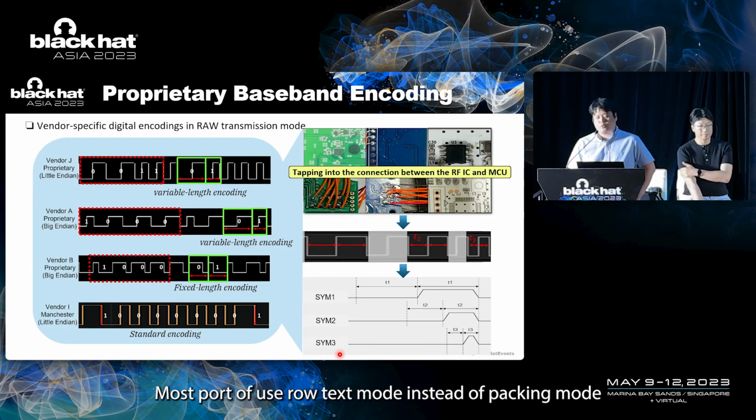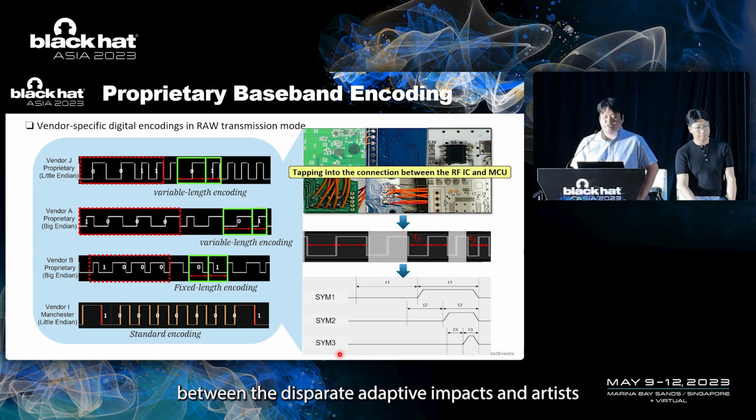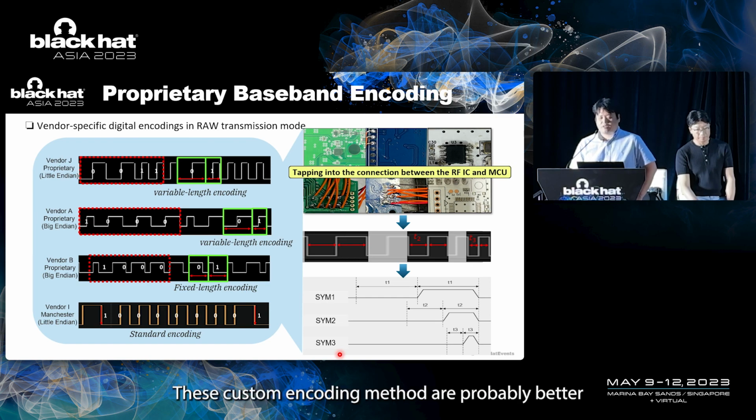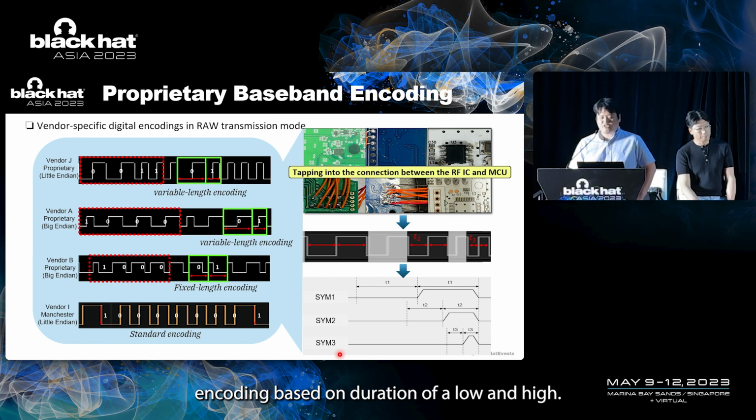Most products use low TX mode instead of packet mode, and proprietary baseband encoding is often used in this mode. The primary reason for using this mode seems to be to ensure compatibility between the disparate RF chips in TX and RX and to differentiate their product from other vendors. This custom encoding method applies very simple variable length encoding based on the duration of low and high signal for binary representation.